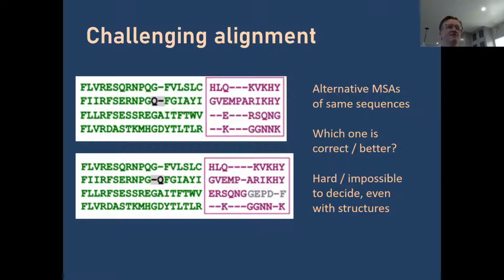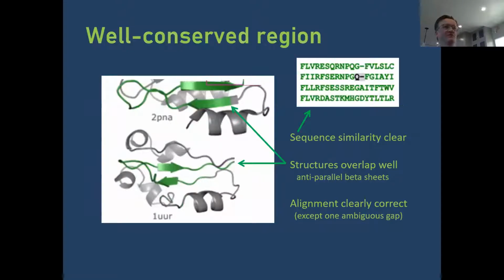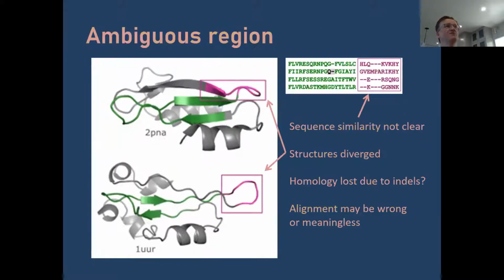Even in the case of these proteins, we have structures, but even with the structures, it's very hard to say. In the green region, it's very well conserved, the sequence similarity is obvious, the sequence homology is obvious. If you look at the structures, that green region is a well-conserved anti-parallel beta sheet. So it's pretty much unambiguous, except maybe for one gap.